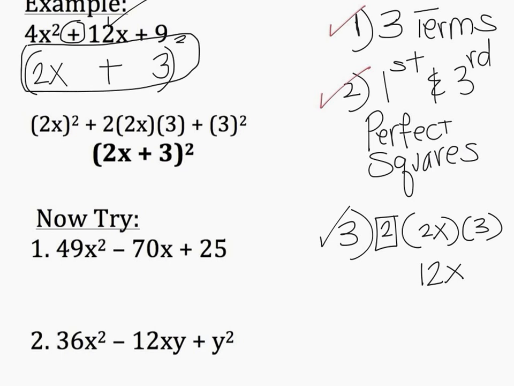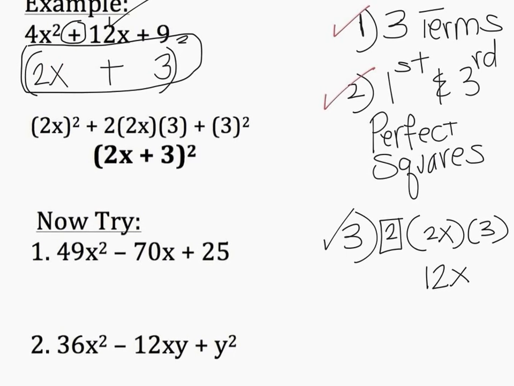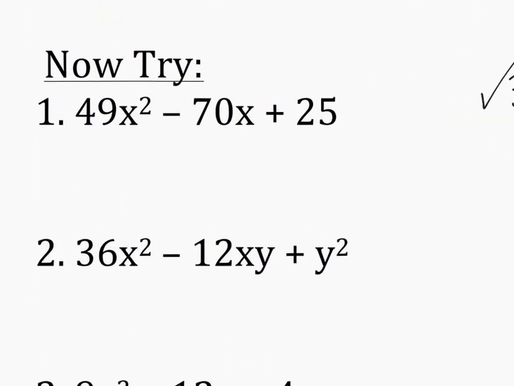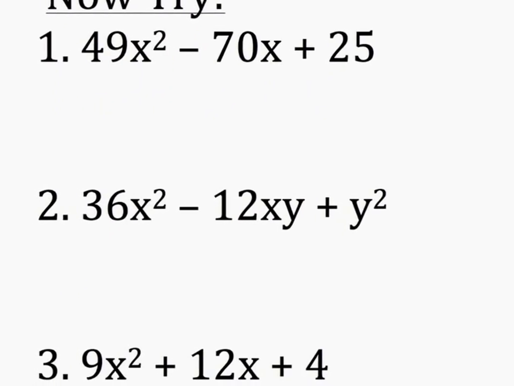Now, how can you check your work? Always put the main question in y1, or the main equation in y1, put the factored form in y2, and graph it. If you get the same parabola, then this is your answer. You are correct. Now let's move on to number 1. Let me try number 1 with you. So let's see. Are these 3 terms?